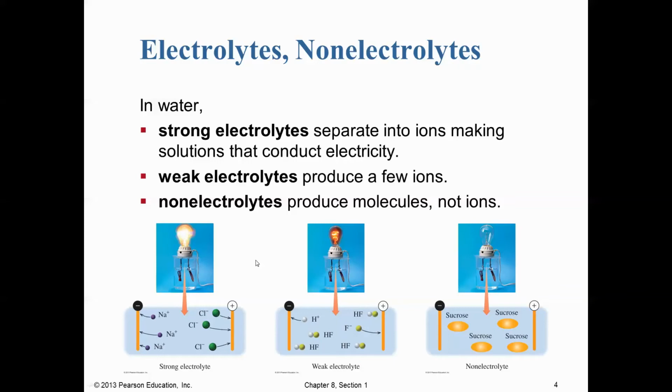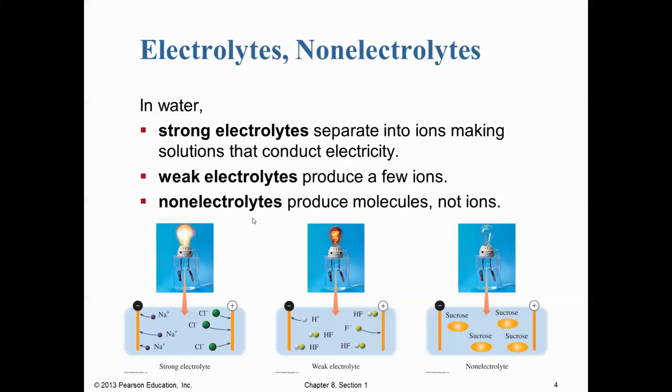So any compound that forms ions when dissolved in water is what's known as an electrolyte. And we have strong electrolytes. These are compounds that completely dissolve. Ionic compounds that are soluble in water, as well as strong acids and strong bases, are all examples of these. Weak electrolytes are compounds that produce some ions when they dissolve in solution, but not as many as strong electrolytes. These are typically weak acids or weak bases.